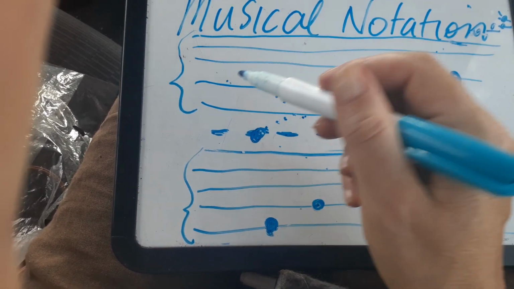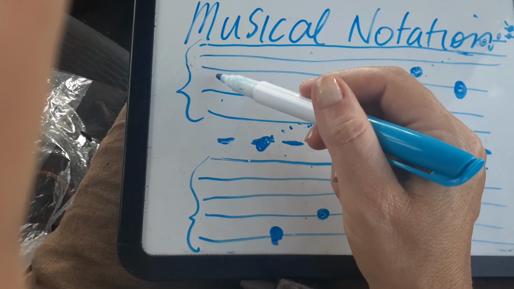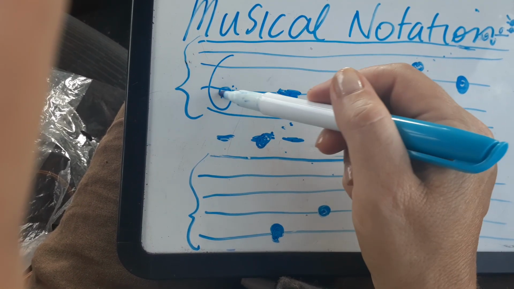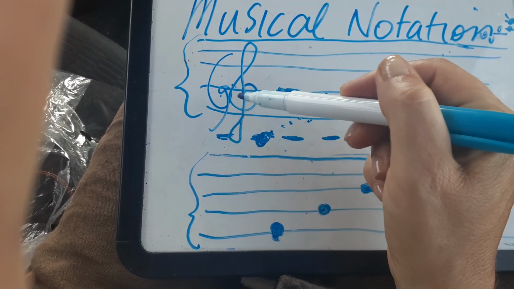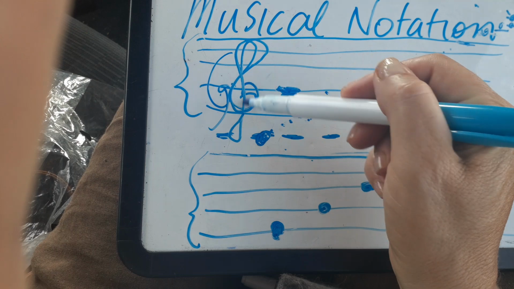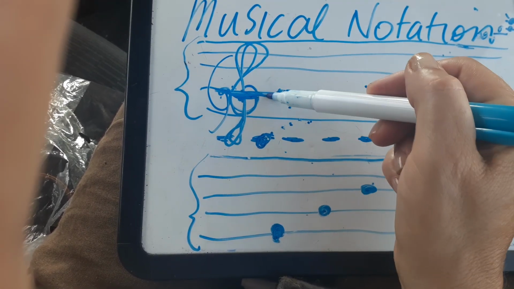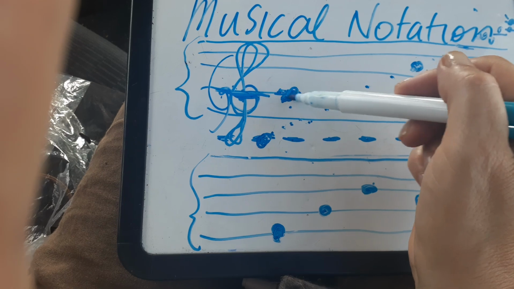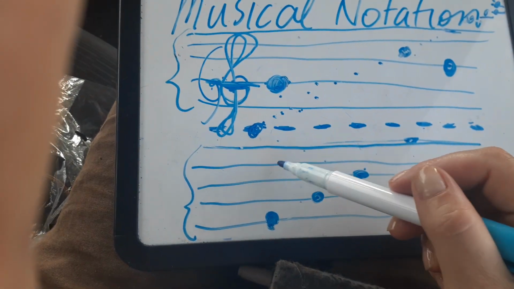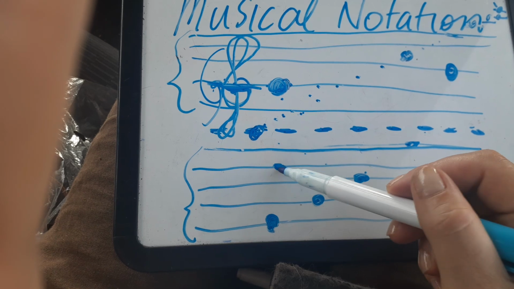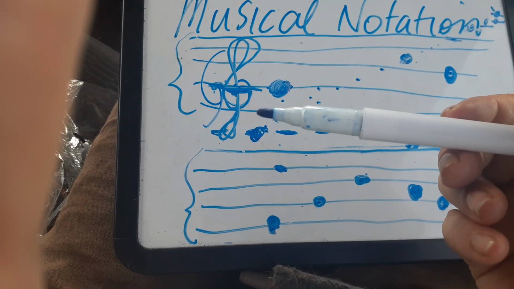Okay, so G. And they actually wrote the letter G, but it was a fancy G, which eventually ended up looking like this. So when you see that treble clef at the beginning of the top stave, that's actually a G, and the line that runs through the middle of it tells you that that note is G right there, G note.